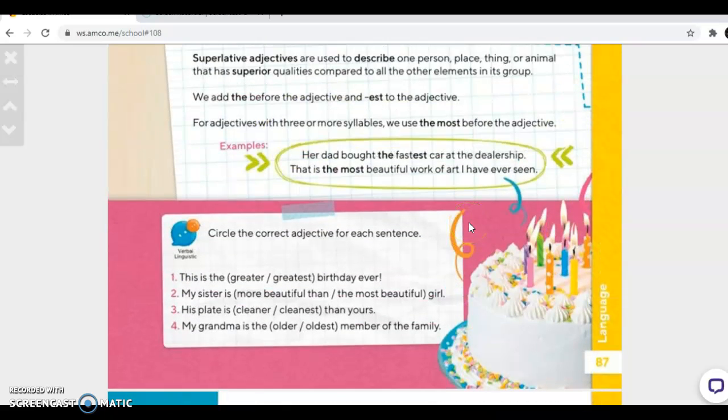Okay, it's time to put in practice what you have learned. Circle the correct adjective for each sentence. Number one, this is the greater or greatest birthday ever. Number two, my sister is more beautiful than or the most beautiful girl. Number three, his plate is cleaner or cleanest than yours. Four, my grandma is the older or the oldest member of the family.